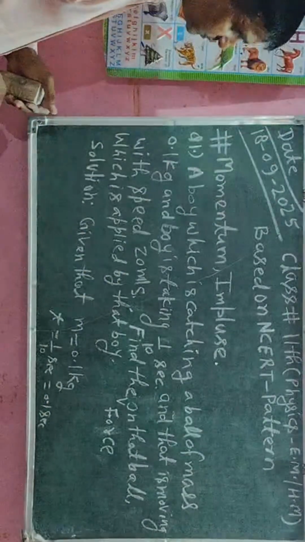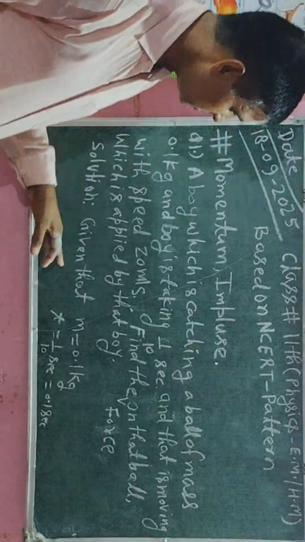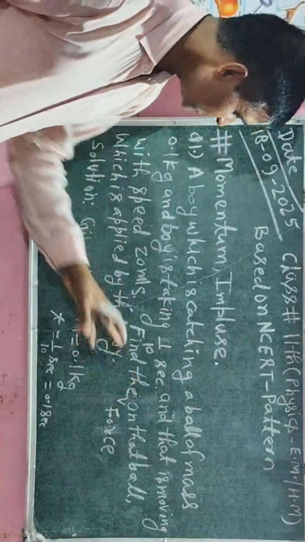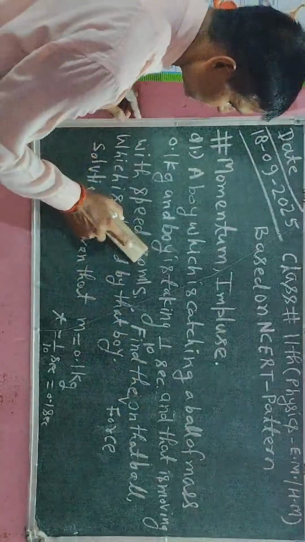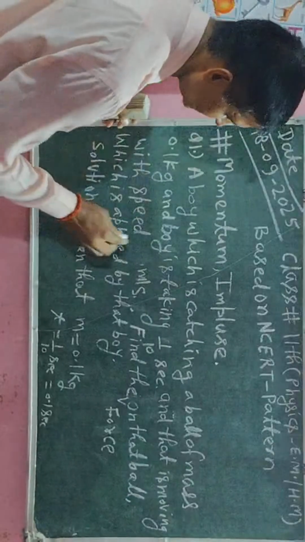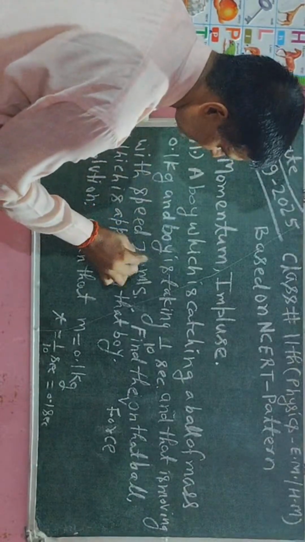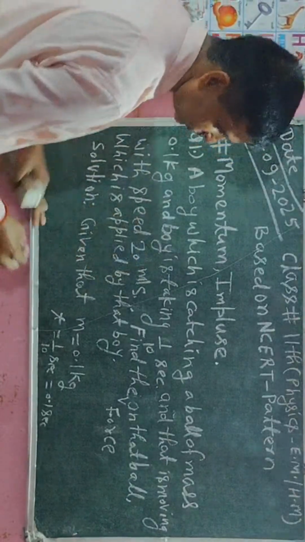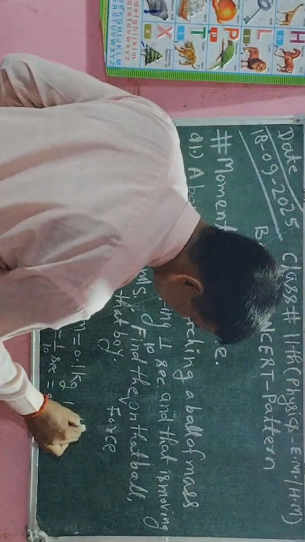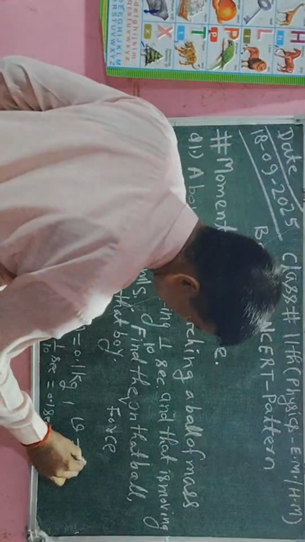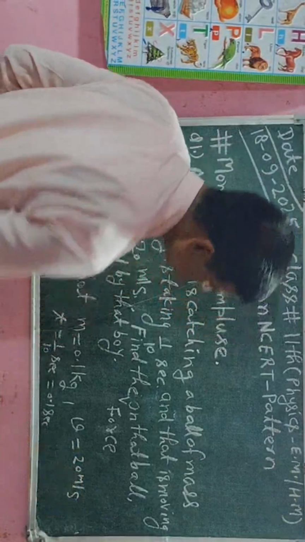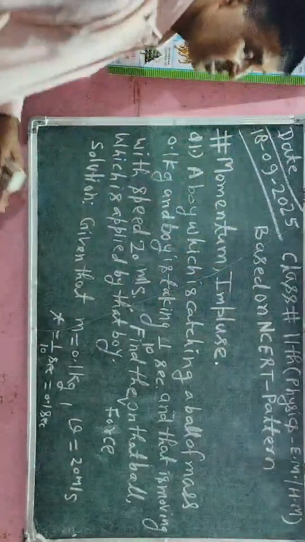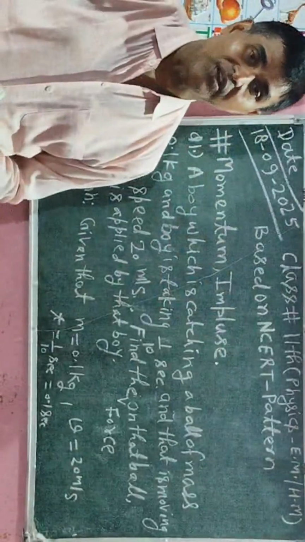Okay. Now the velocity, that is the speed of that wire, is 20 meters per second. So I have to write it properly. I can also write V is also given, that is 20 meters per second. So we have to calculate the force which is applied by the wire on the ball.